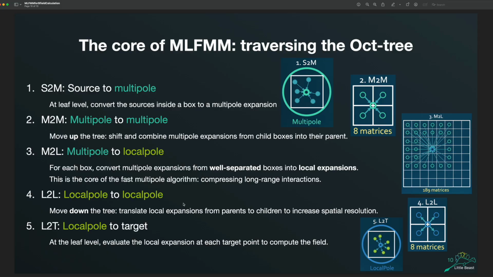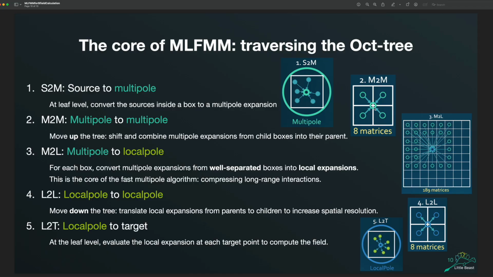Then the core of the multipole method. You will walk through the tree and do your calculations, in this order as on the slide. So first you go from source to multipole. At the leaf level, you convert the sources inside the box into a multipole expansion. That's step 1, illustrated over here. Then you go to step 2, where you go from multipole to multipole. That means you move up the tree, you shift and combine multipole expansions from child boxes, so here these are the child boxes, into one multipole of the parent.